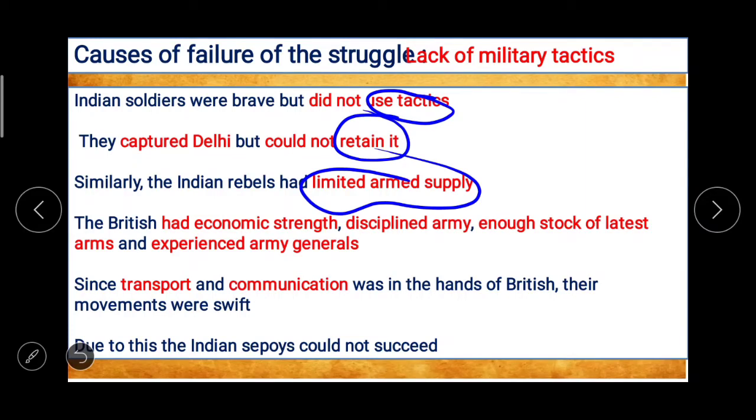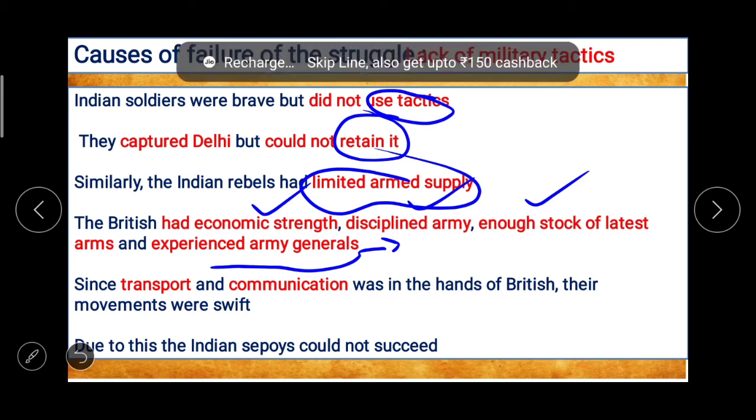The British had economic strength, very important, disciplined army, enough stock of latest arms, and experienced army generals. Now here again the thing which we have to understand, एक तो ब्रिटिश लड़ रहे इंडियंस के खिलाफ थे, इंडिया में ही लड़ रहे थे, लेकिन इकोनॉमिक स्ट्रेंथ जो है वो ब्रिटिशर्स की ज़्यादा थी. मतलब उनके पास जो इकोनॉमिक स्ट्रेंथ थी वो अपनी ही थी. डिसिप्लिन आर्मी जो उन्होंने यहाँ के ही लोगों को लेके बनाई थी. इनफ स्टॉक ऑफ लेटेस्ट आर्म्स जो वो बनाते थे या फिर कहीं और से मंगवाते थे.